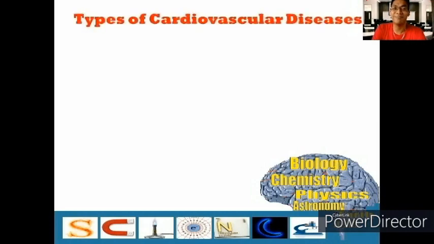Nalaman na natin ang mga blood components at blood vessels sa katawan natin, which are all responsible for the transportation of materials in our body. This time, alamin naman natin kung ano yung mga common diseases related to circulatory system.